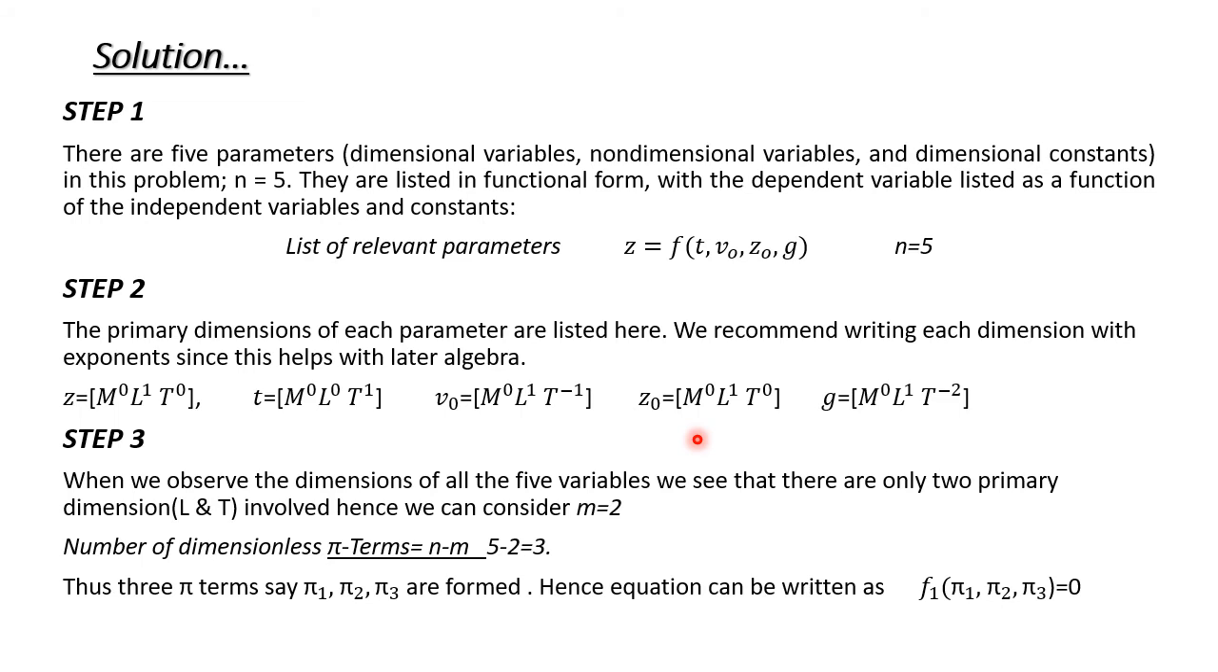Then our total number of pi terms is equal to n minus m, that is 5 minus 2. So 5 is the total number of variables and 2 is m. So the number of pi terms is 3. I can call them pi 1, pi 2, pi 3.